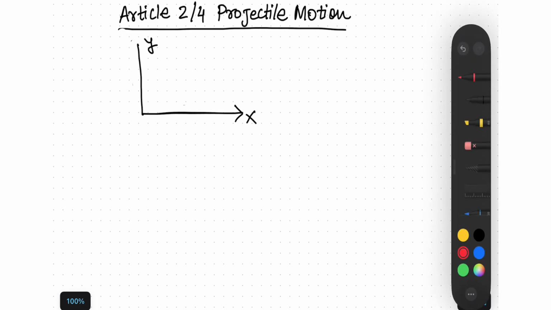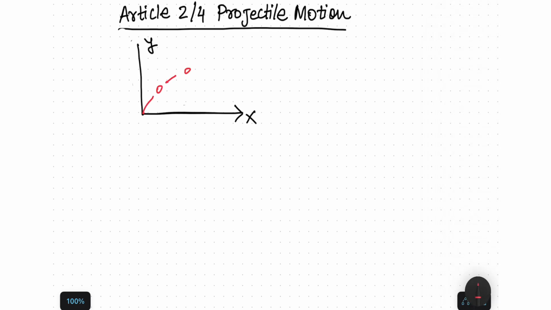We can say that a projectile is any object that is thrown or dropped or otherwise launched into the air, and it is subject to gravity. So let's see an example here. I will make an x and y axis here. This is x, this is y. Suppose I throw a ball into the air, so it goes up, and after reaching a maximum point it will drop on the surface.